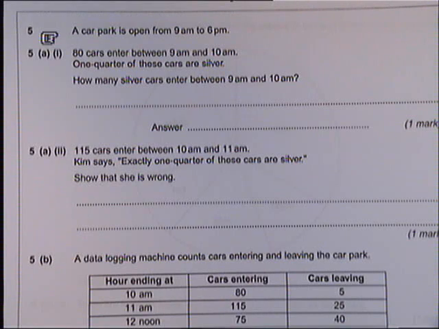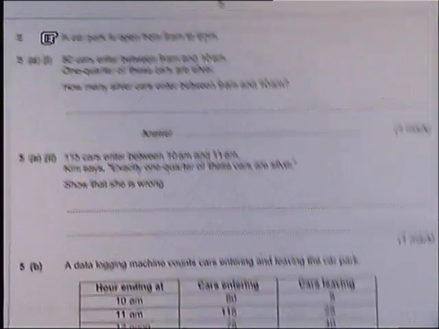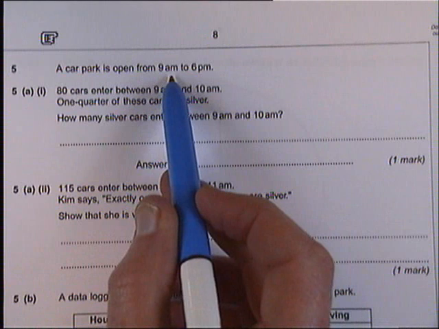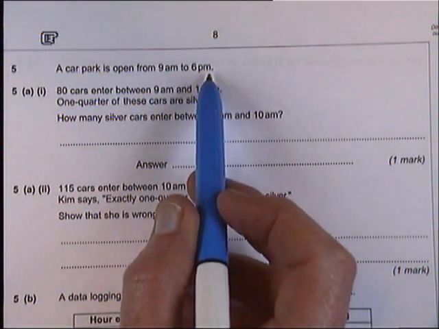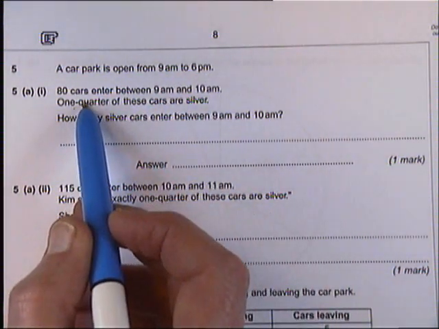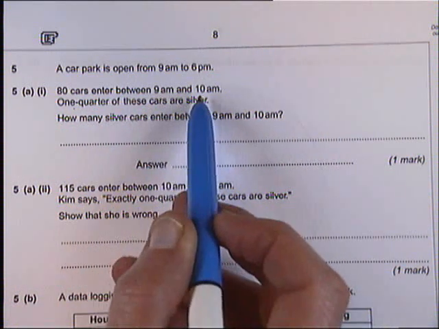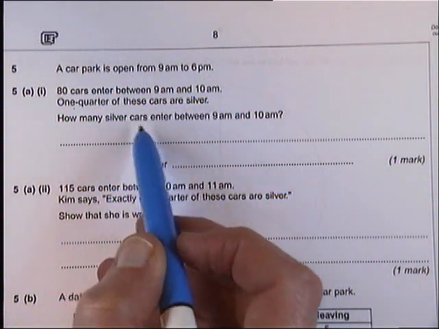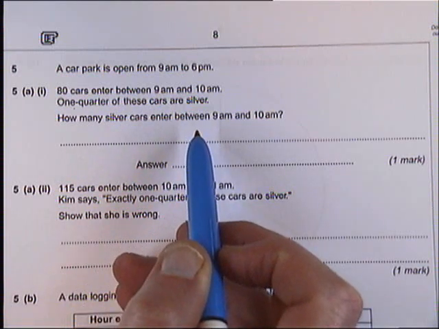This is question 5 on the March 2011 Unit 1 foundation paper where a calculator is allowed. We have a car park open from 9 a.m. in the morning to 6 p.m. in the evening. 80 cars enter between 9 a.m. and 10 a.m. A quarter of them are silver. How many silver cars enter between 9 and 10?